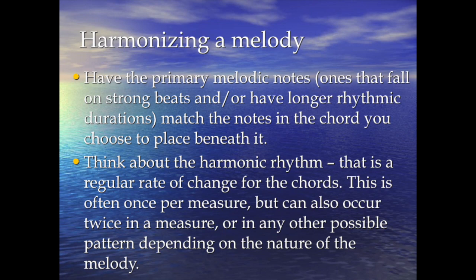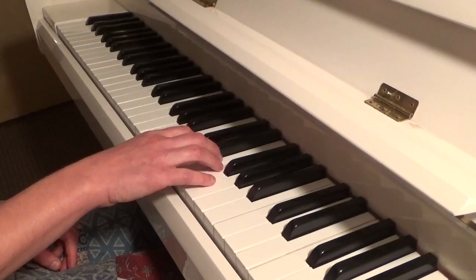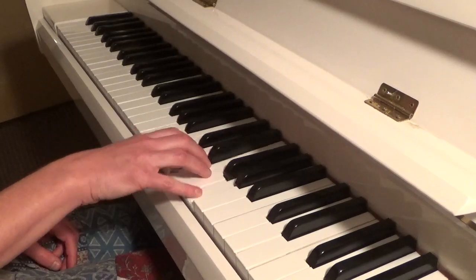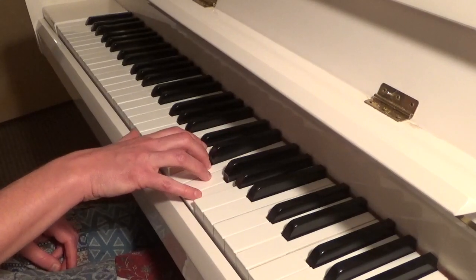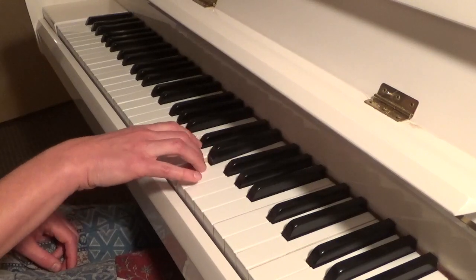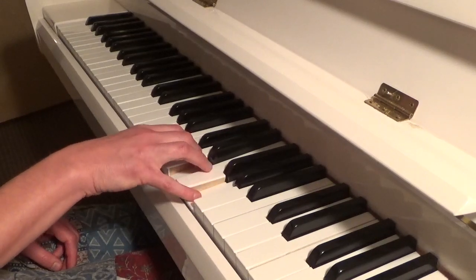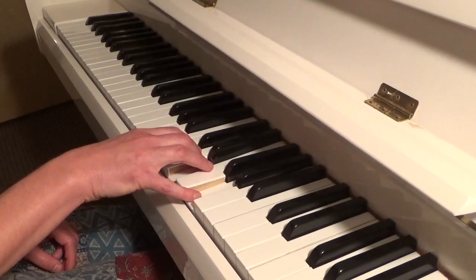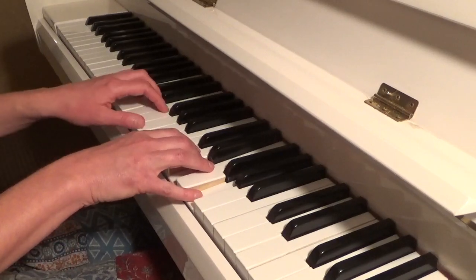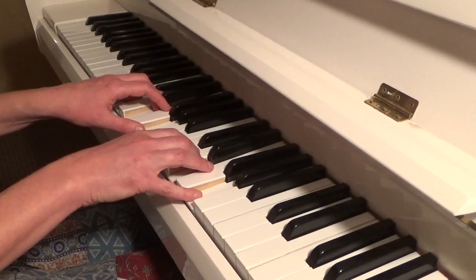Now, as we continue to harmonize a melody, you want to have the primary melodic notes, the notes that fall on strong beats or have longer rhythmic durations, match the note in the chord you choose to place beneath it. And so, for instance, this first measure, well, those are all steps, right? So what kind of chord might you pick? Well, the downbeat is the E. It's repeated, so E is emphasized. Yes, we do hear an F, but we also hear a G. So of that first measure, we have 2 notes that match a tonic chord. So that's probably going to work.